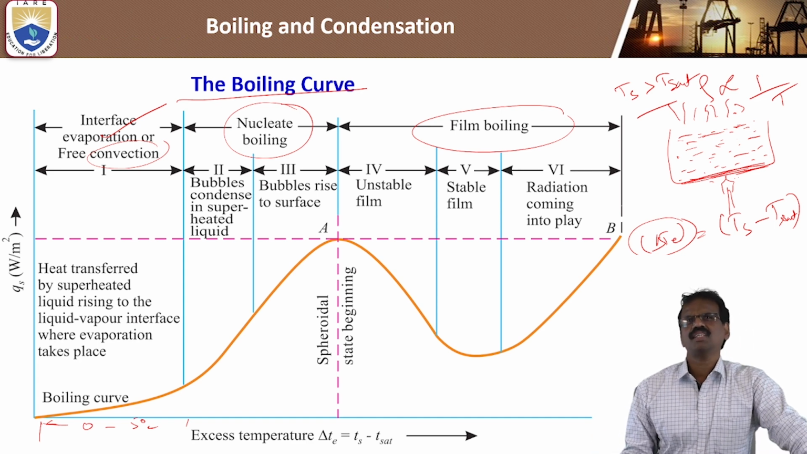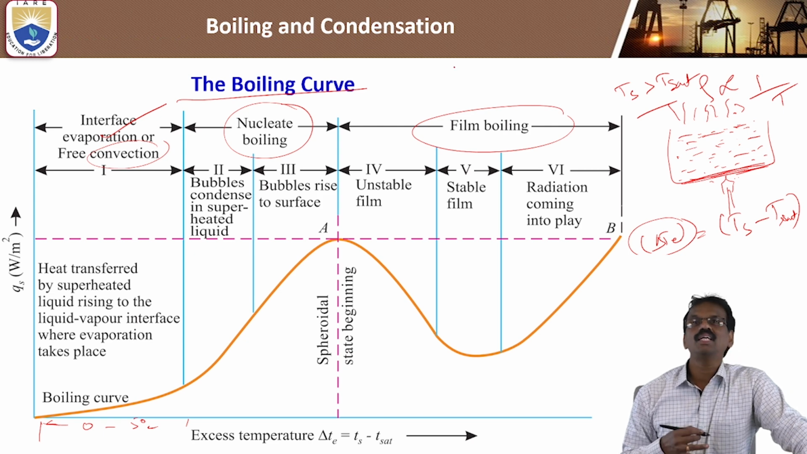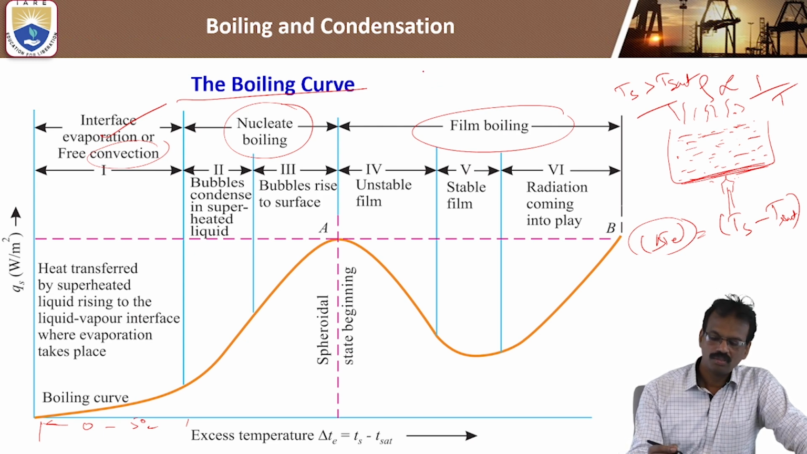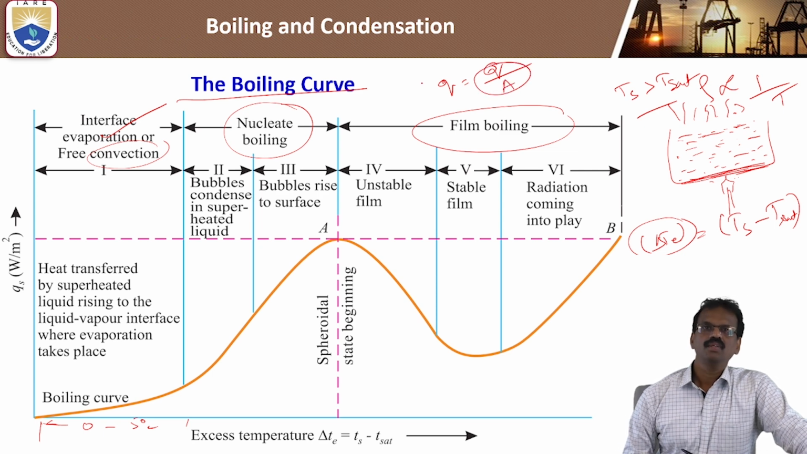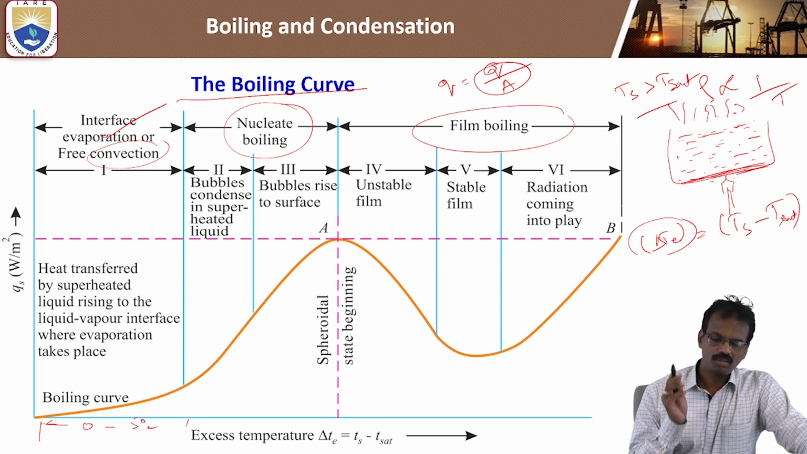The next phase, the second one, is nucleate boiling. In the first phase, from the start to here, the rate of heat transfer, or heat flux, gradually increases. You know that the heat flux is small q, equal to heat transfer divided by area, q by A. This heat flux gradually increases. The next one is nucleate boiling.